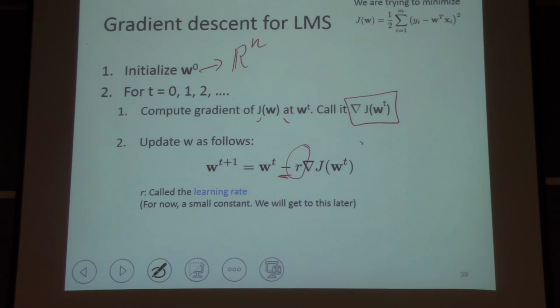So very often the theorems assume that the learning rate keeps decreasing as learning progresses. For now, let's pretend it's a tiny constant. You just take baby steps along the direction of the minimum. So problem solved, right? We have an algorithm, or do we?